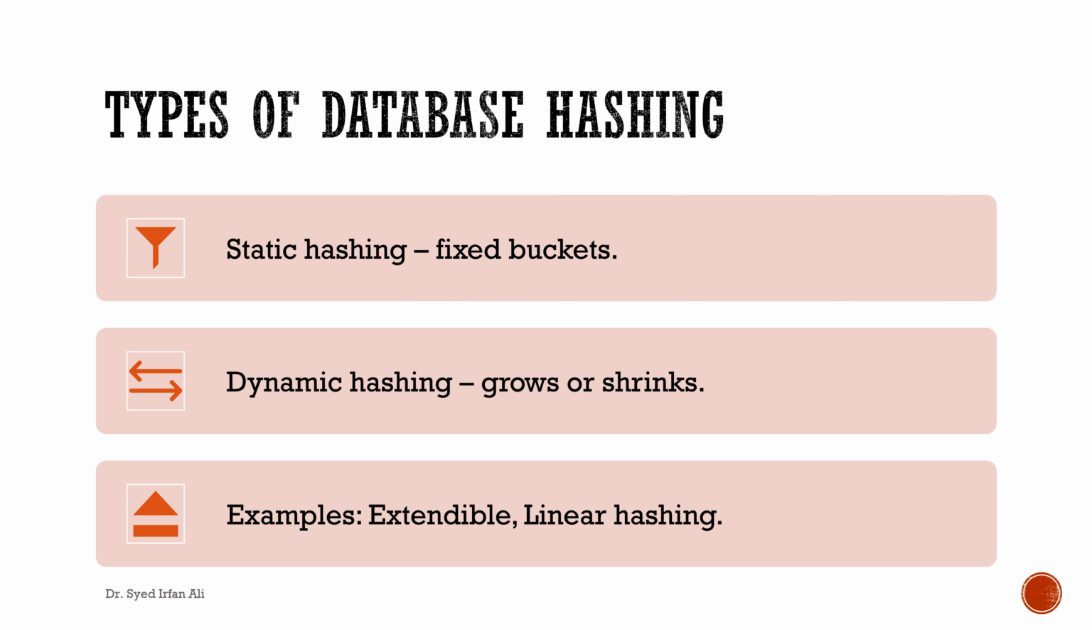There are two types of database hashing. Static hashing uses a fixed number of buckets. Dynamic hashing allows the table to grow or shrink based on data size. Examples of dynamic hashing are extendable hashing and linear hashing.